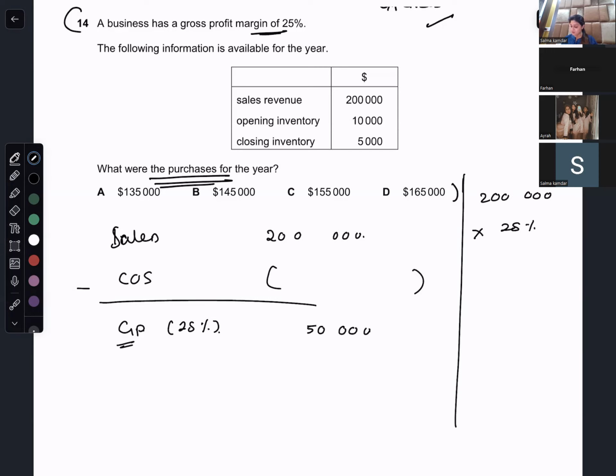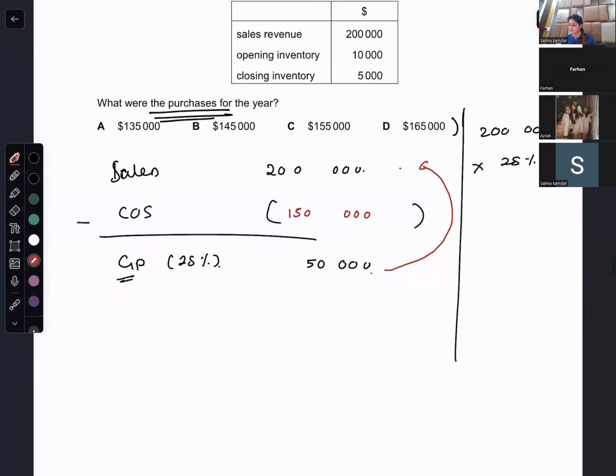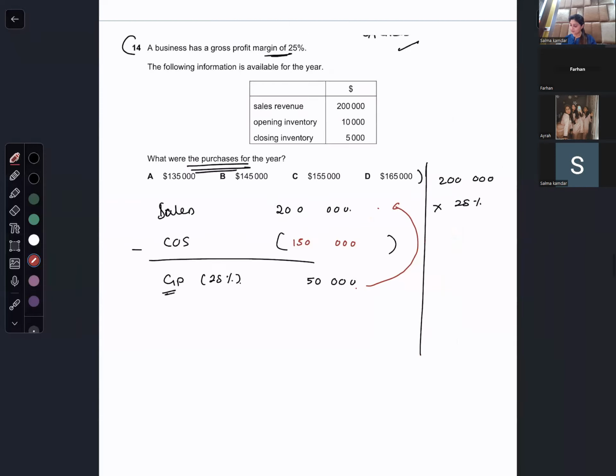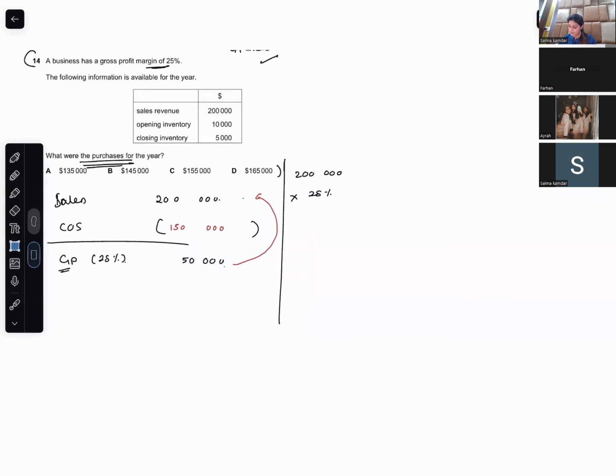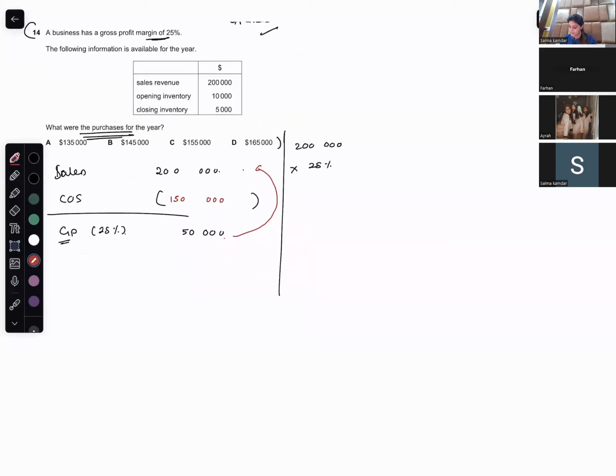So what will be the cost of sales? Go reverse. 200,000 minus 50,000. So the cost of sales is 150,000. Are you with me, Farhan? Yes, miss. Okay. Cost of sales is how much? 150,000. Okay, fine. Now what do I want to find? I want purchases.